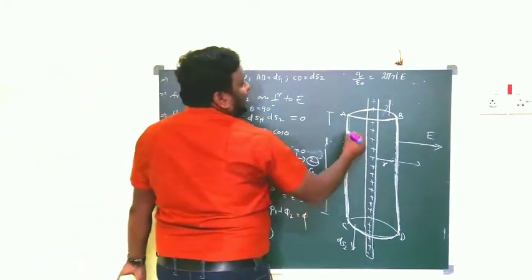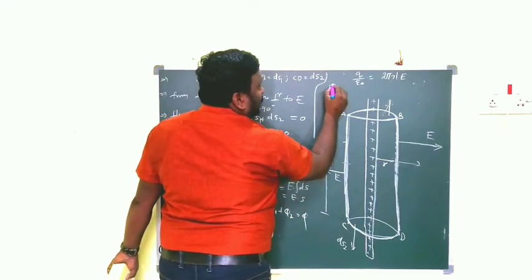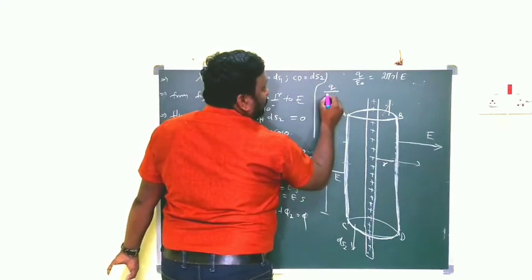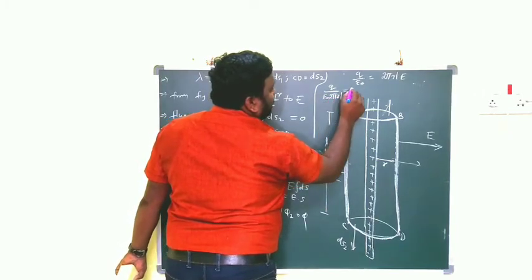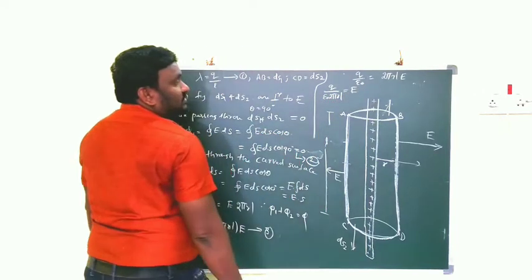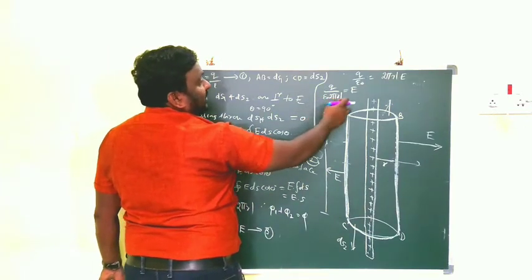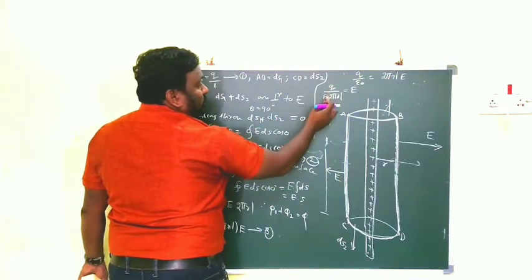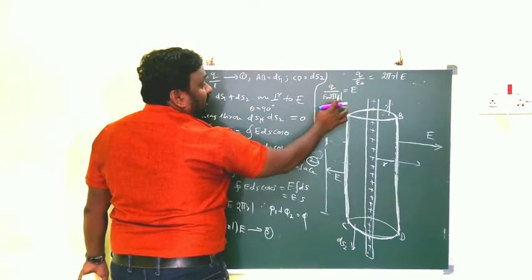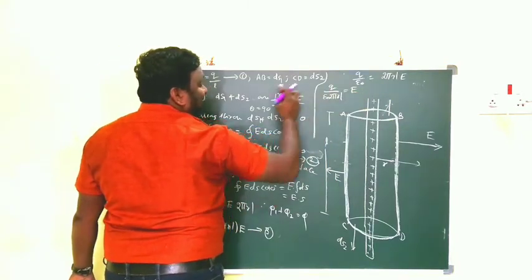So from that I am writing E is equal to Q by epsilon naught into 2 pi RL. Here the 2 pi RL is multiplied, so we bring it to this side. Then what do you get? E is equal to Q by epsilon naught 2 pi R L. Already this is our equation for electric field intensity.